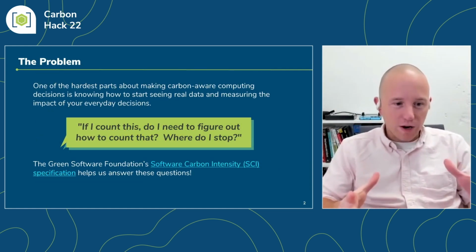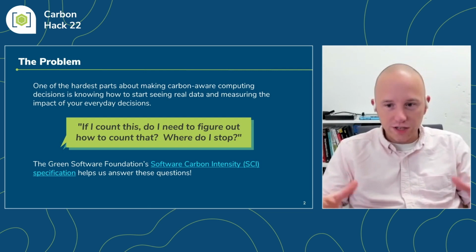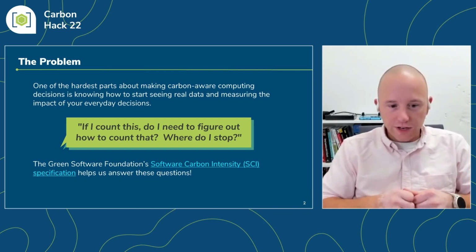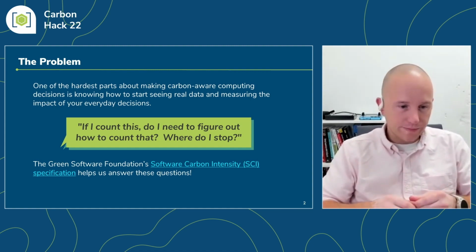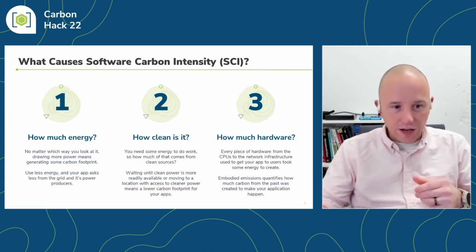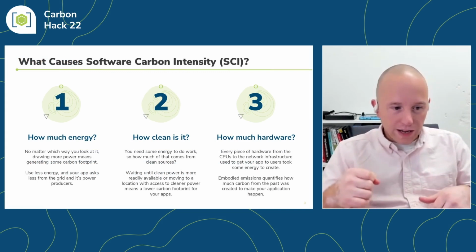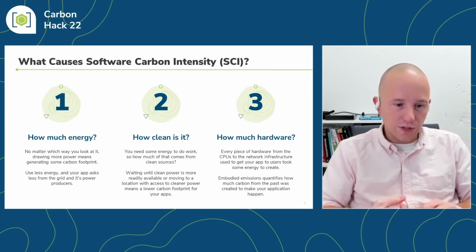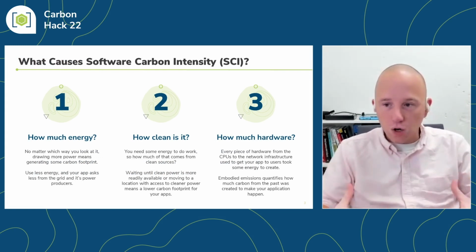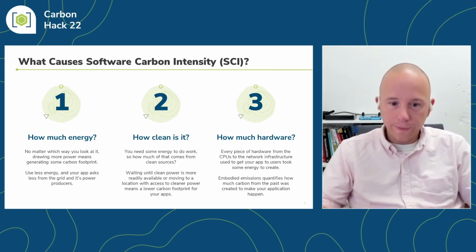So one of the hardest parts about making carbon-aware computing decisions is just knowing where to start and what to measure. The Green Software Foundation Software Carbon Intensity Specification helps us answer some of those questions. So what exactly is software carbon intensity? It comes down to three key pieces of information. How much energy is our application using? How clean is that application's energy? And how much hardware does it depend on to do its work?